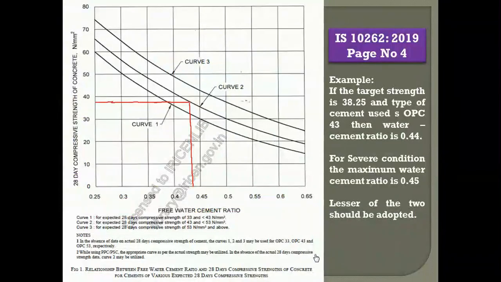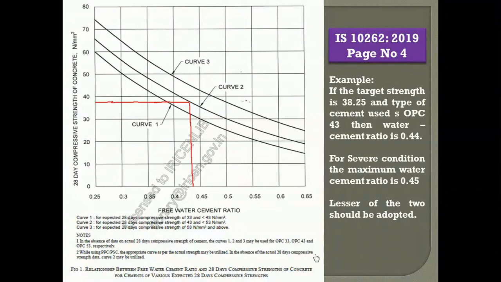Okay, so this is a graph to find the water cement ratio. I've put up a line just to explain it to you. Curve 1, curve 2, and curve 3 are the curves for the different types of cements. Curve 1 is for OPC 33 cement, curve 2 is for OPC 43 cement, and curve 3 is for OPC 53 cement. If you want the details, they are given below the graph.